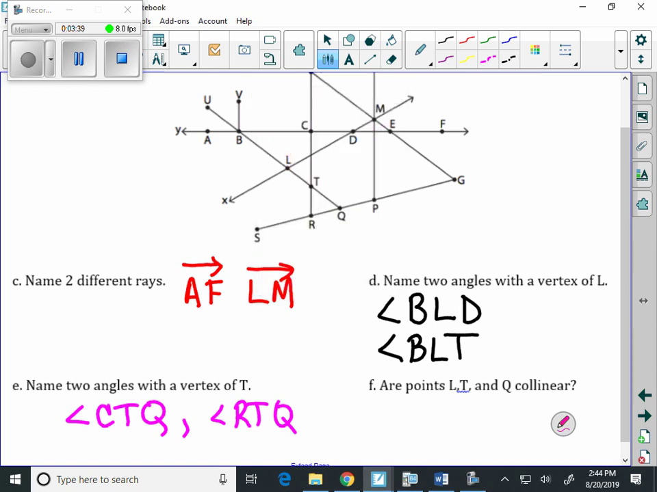Are our points L, T, and Q collinear? Well, point to them on your paper. L, T, and Q, yes, they are collinear.